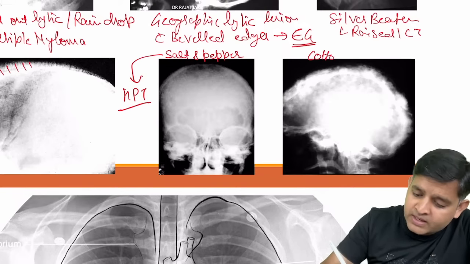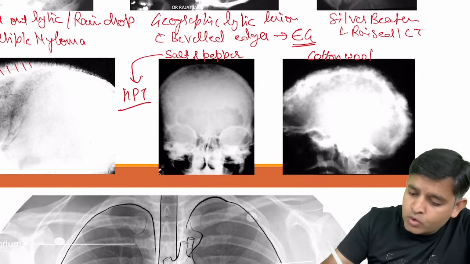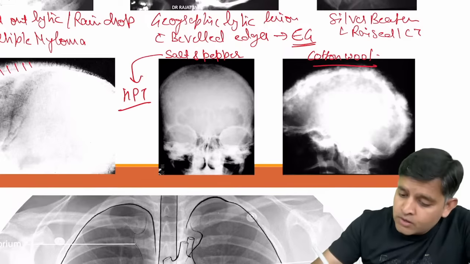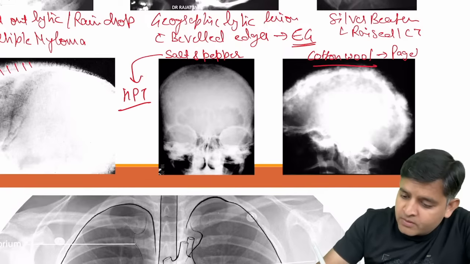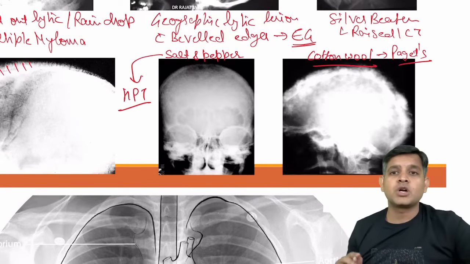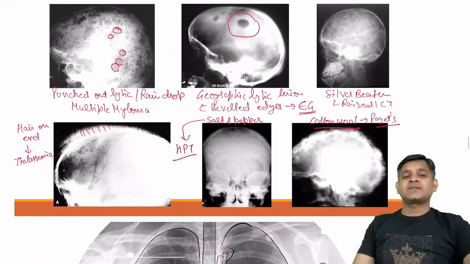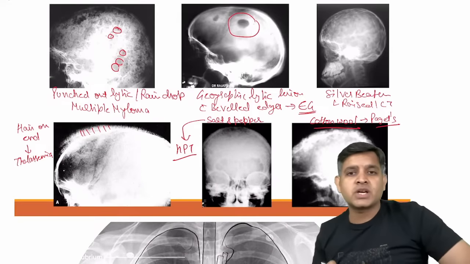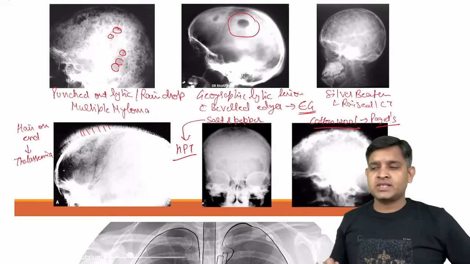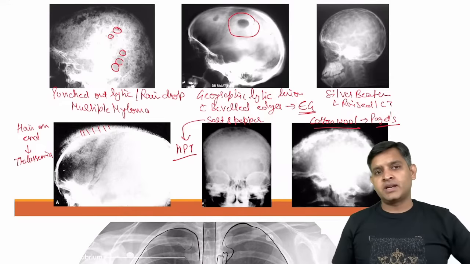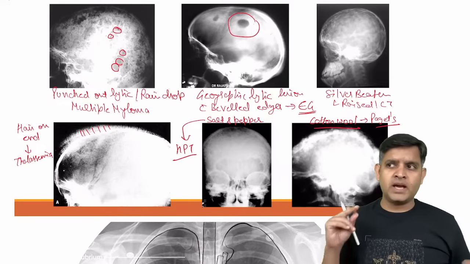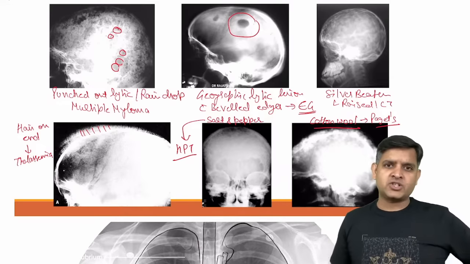And the last one is cotton wool skull. Cotton wool skull is a feature of Paget's disease. So similarly to the calcification pattern, shape of skull is also a very, very standard pattern that the examiner is interested in asking, and you should be able to answer it in the fraction of a second.